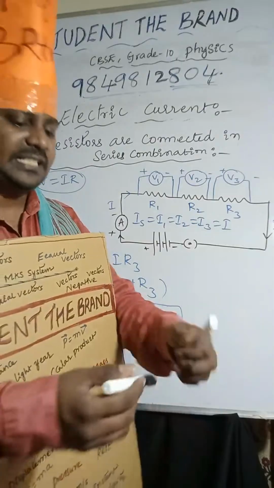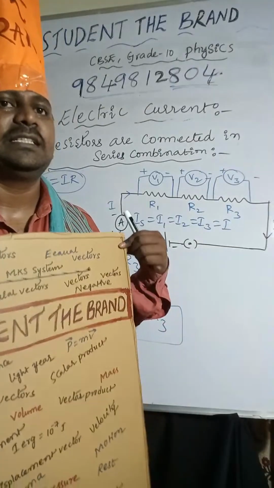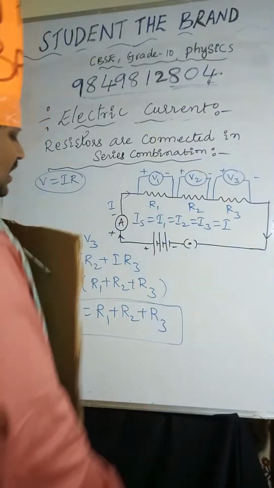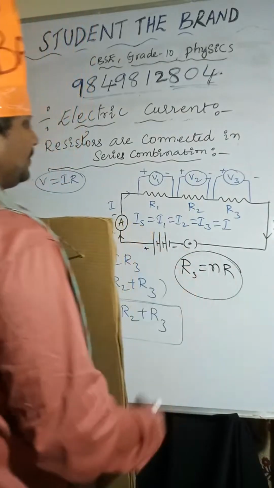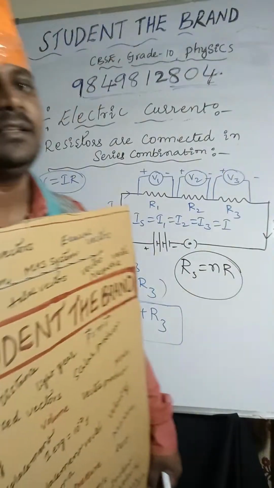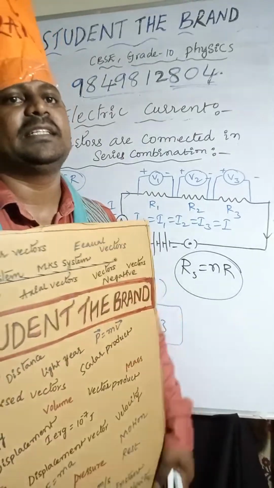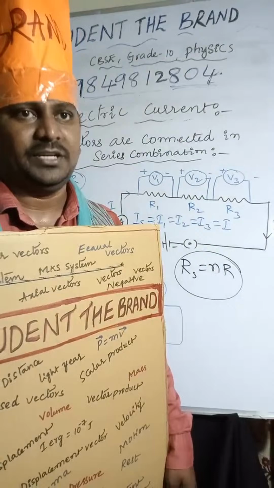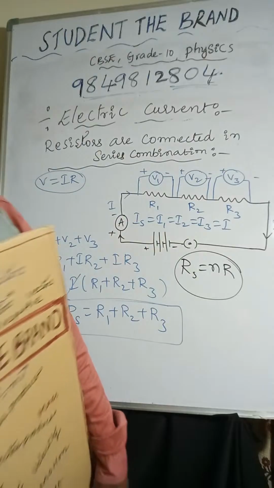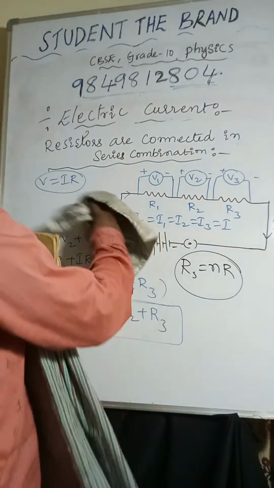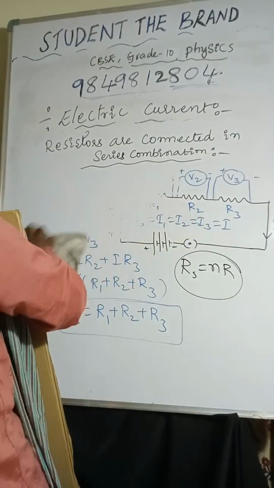If n number of resistors are connected in series combination, Rs equal to nr. So that is the formula. I hope it is very clear. Next we will discuss resistors connected in parallel combination.